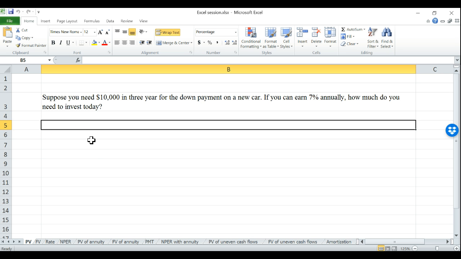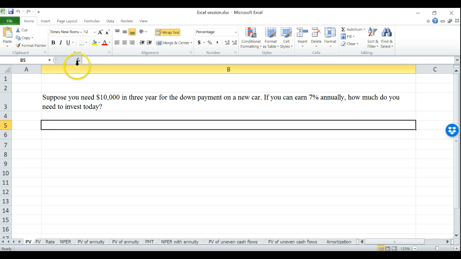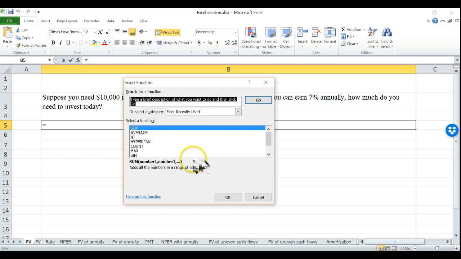There are two ways of doing it. First, I know the function that we have for present value is called PV. So I could just say equals PV and then start the parentheses. But if you didn't know that, you could go to this FX button up here, click on insert function, and then look for what type of function.